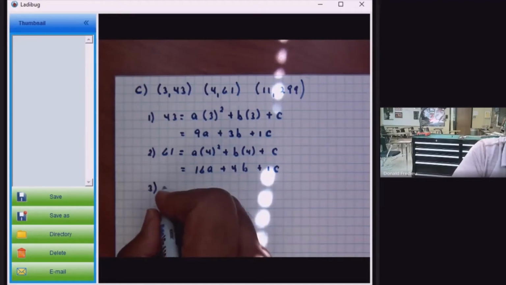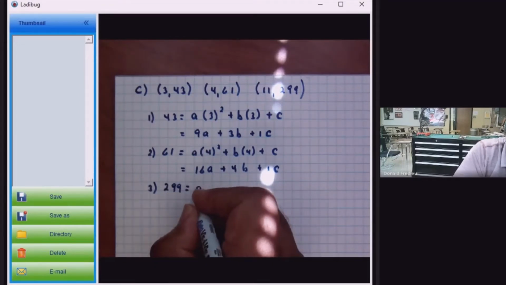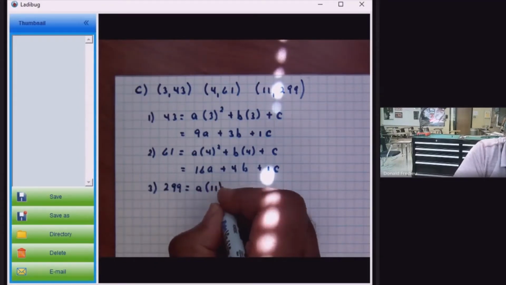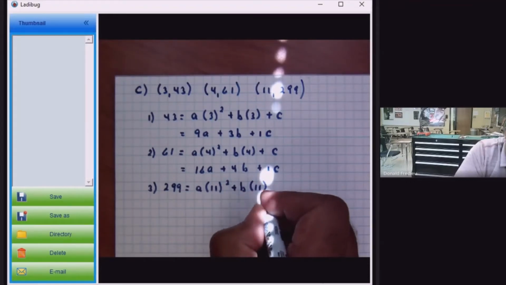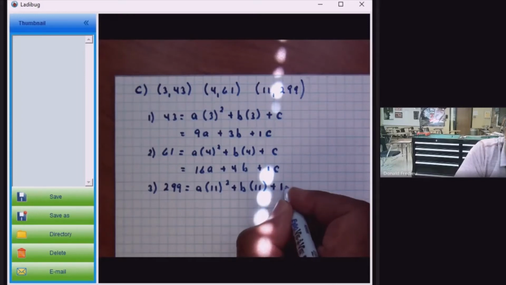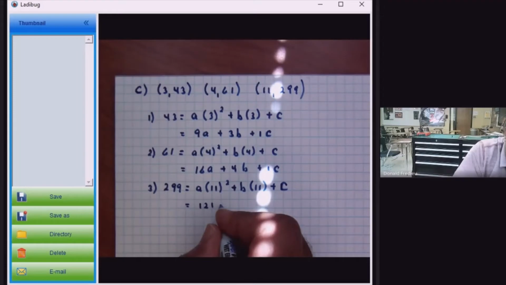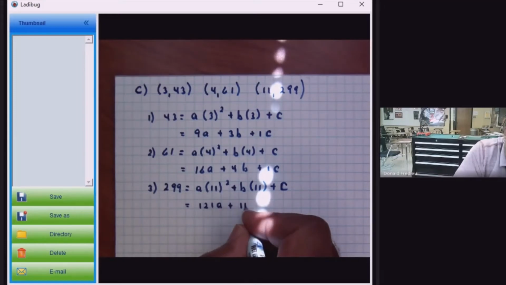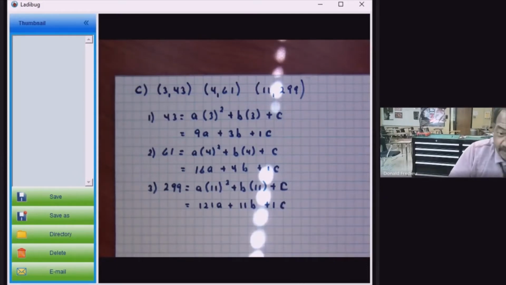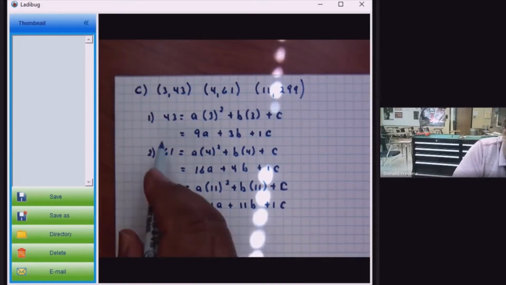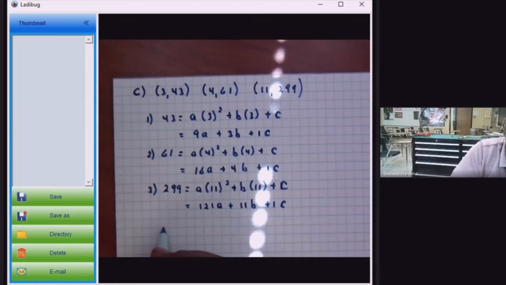For the third equation, we have 299 equals a 11 squared plus b times 11 plus 1, well, I'll just call it c. So this becomes 121a plus 11b plus 1c. And now we're going to write our matrix. Again, we have 3 rows, 3 columns, one for each of the variables. So this is a 3 by 3 matrix.